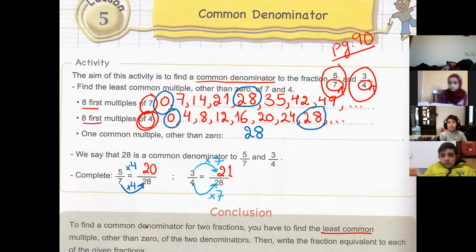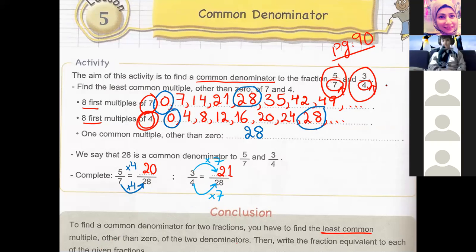So teacher, you have to distinguish. When I say what can we say about 28 with respect to the fractions? Listen, Batul. What can we say about 28 with respect to the two fractions? It's a common denominator. But with respect to the two numbers 7 and 4, it's the least common multiple other than 0. Okay? I will repeat. What can we say about 28 with respect to the two fractions?